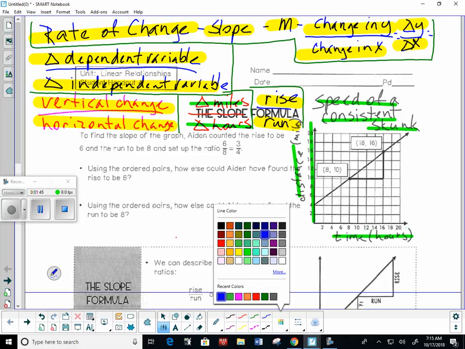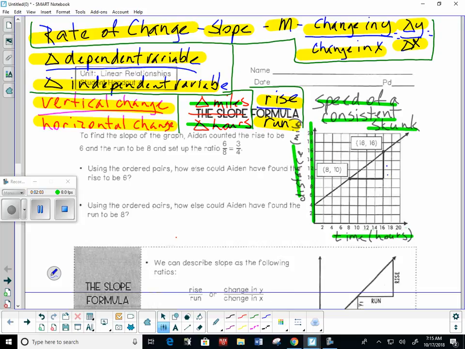Okay, so to start out, to find the slope of the graph, Aiden counted the rise to be 6. We can see that our y-axis is counting by 2s, and our x-axis is counting by 2s also. So we went up 2, 4, 6. That's our rise, and that's how he came up with this. Over our run, we're also counting by 2s, 2, 4, 6, 8. And that's how we've got our run to have been 8.